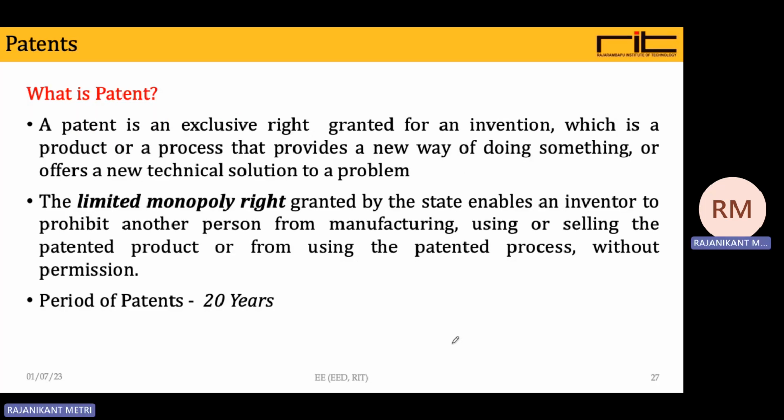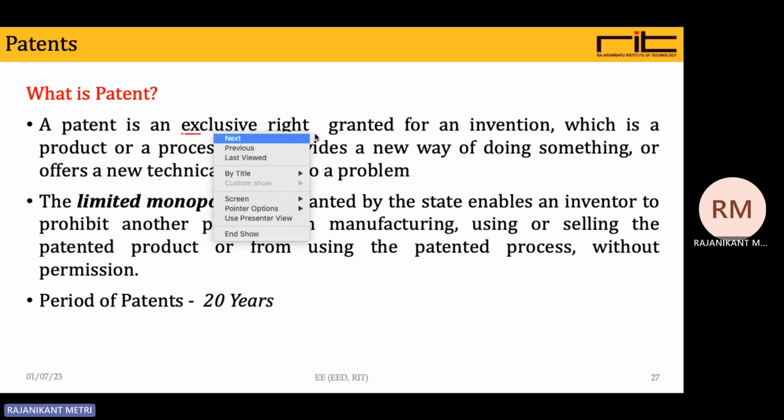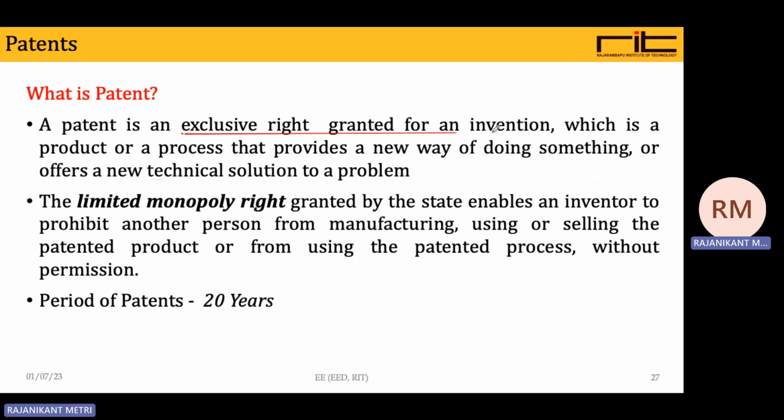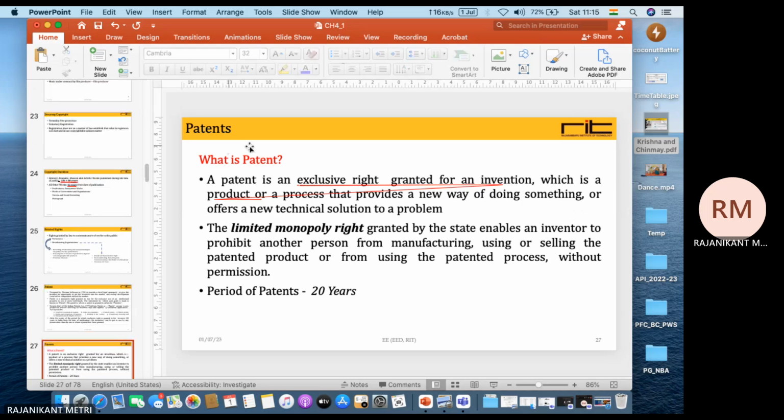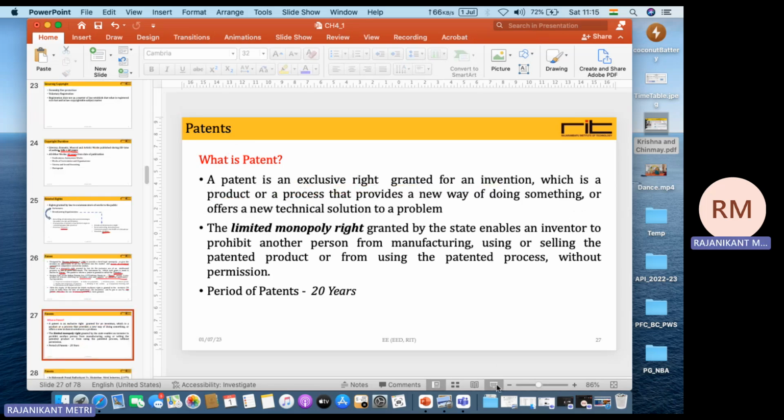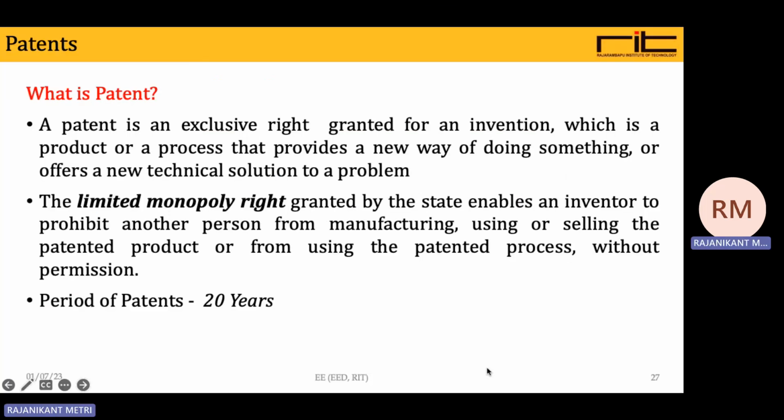Now we can define it in other words. A patent is an exclusive right granted for an invention which is a product or a process that provides a new way of doing something or offers a new technical solution to a problem or industrial application.